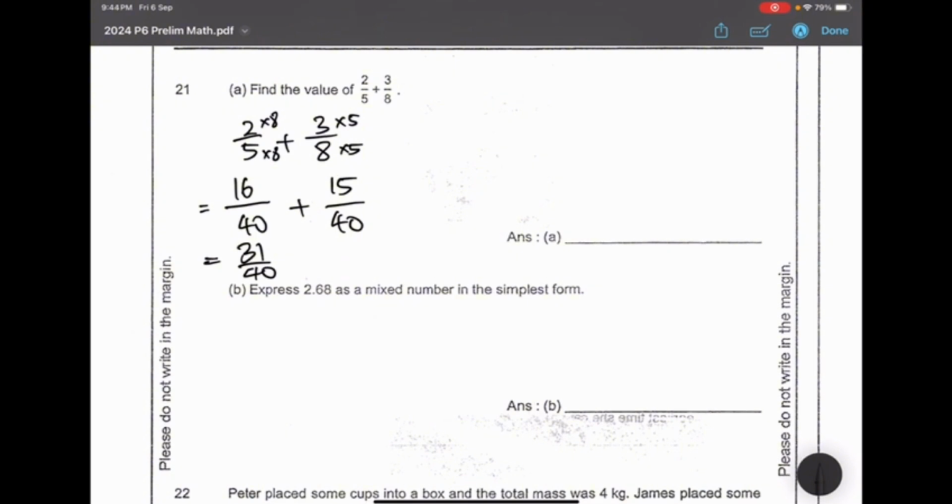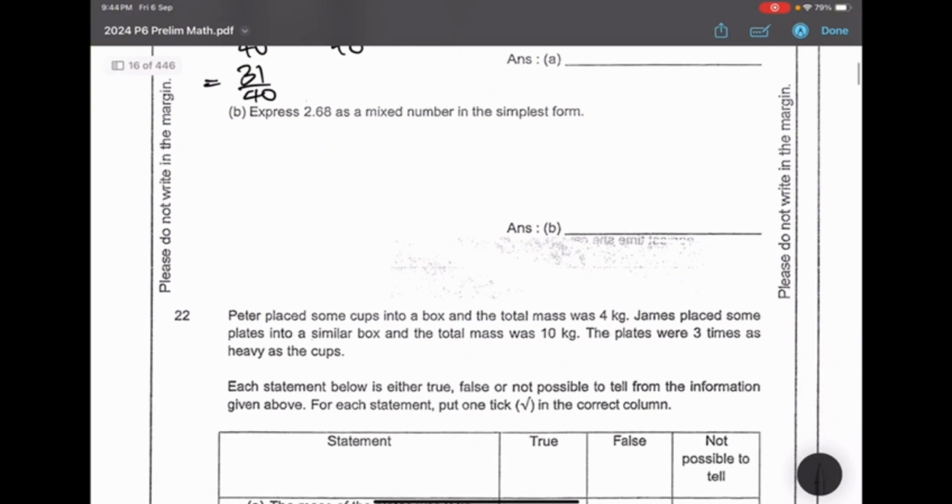Okay, moving on to B. Let's read the question together. Express 2.68 as a mixed number in the simplest form. Before we start, we want to split these two up: 2.68 into 2 and 0.68. My whole number will stay whole, but my decimal I will need to change into a fraction.